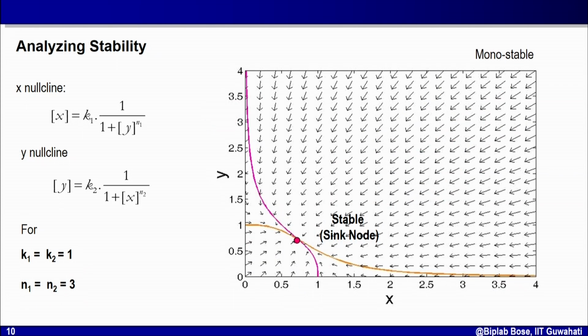Let's see what happens if I change k1, k2. Now I have reduced the rate of production for both the proteins. Now you can easily see these are the nullclines, the pink and yellow lines that we have drawn. The phase portrait is drawn here with all the arrows. The intersection point, the steady state, is the red one. You can see all arrows are actually collapsing at this steady state.